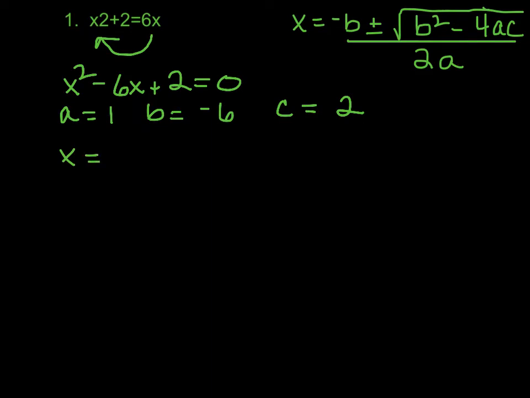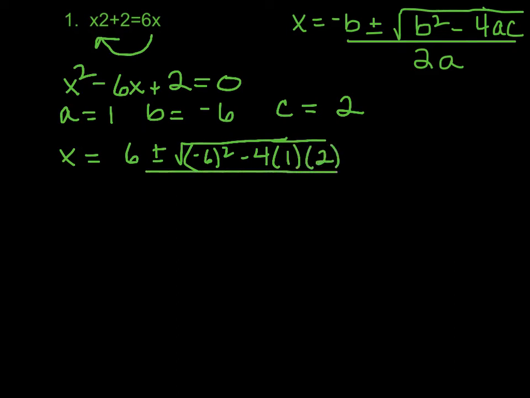So it says x equals negative b. Well, if we look, our b is negative 6, so if we negate a negative 6, we'll end up with a positive 6. Then we write plus or minus, then we put a big square root symbol, and then we're going to do b squared. So negative 6, that quantity squared, minus 4 times our a value, which is 1, times our c value, which is 2. And then that whole quantity is going to be over 2 times a. Well, our a value is 1.